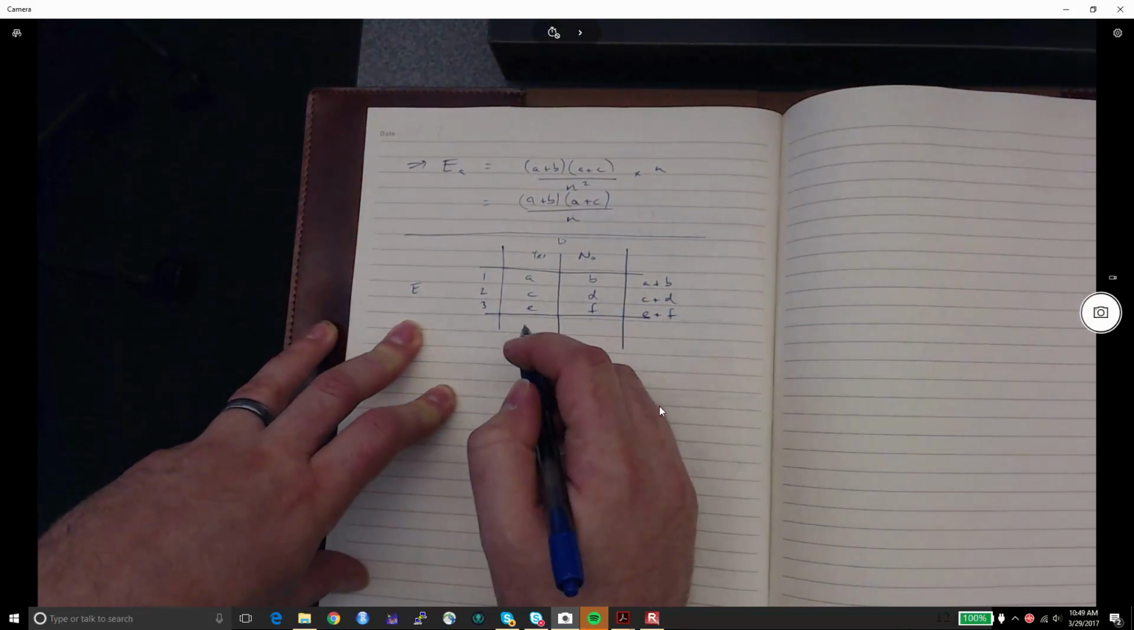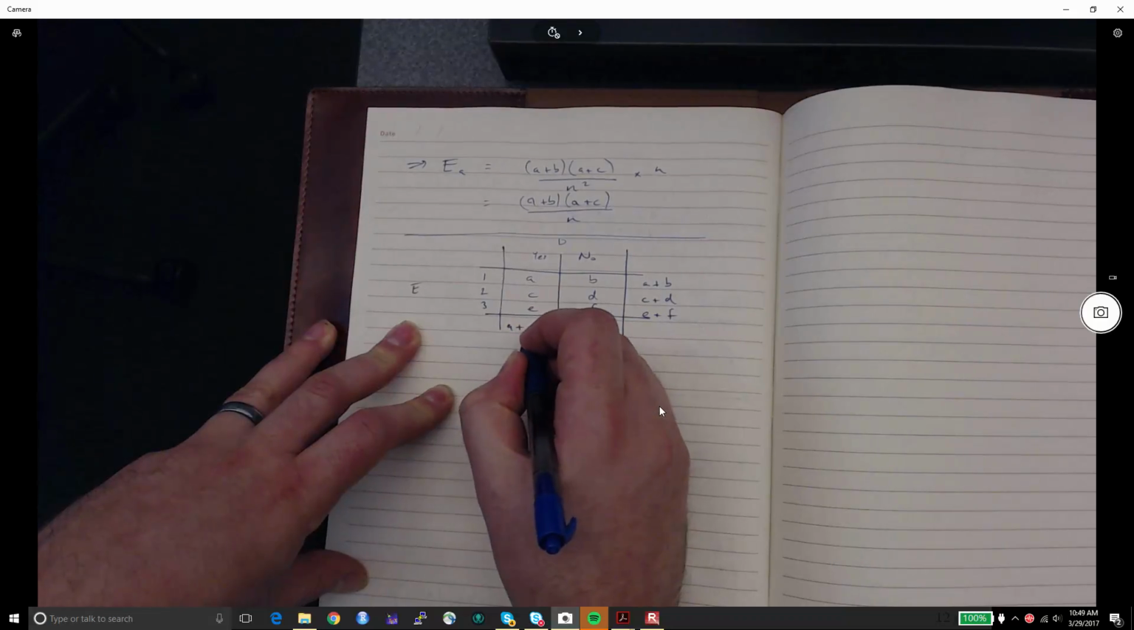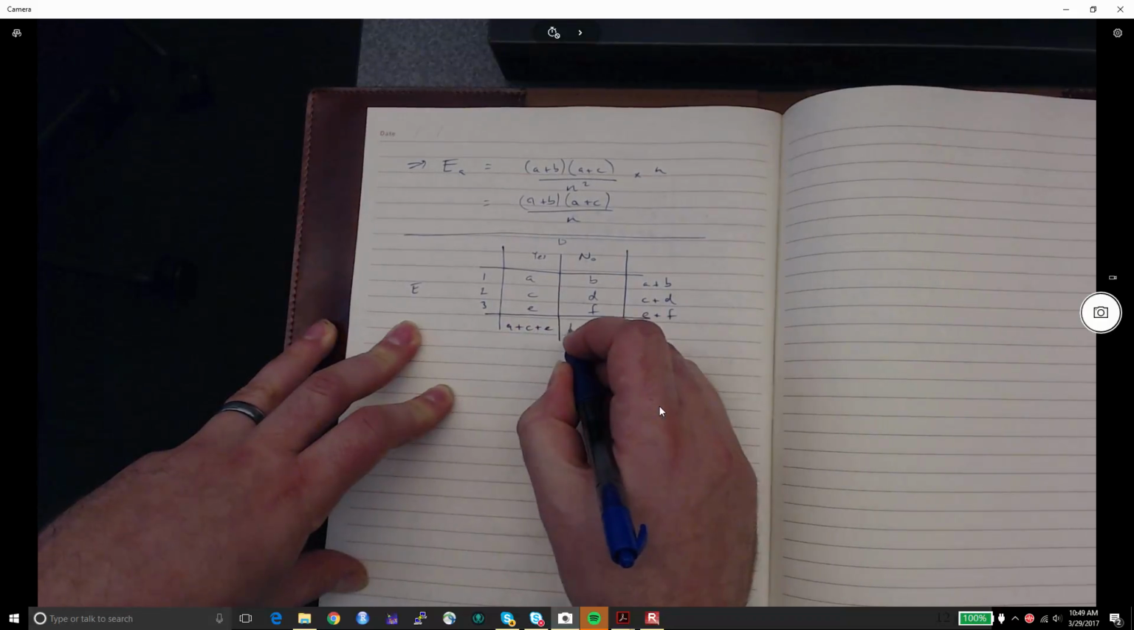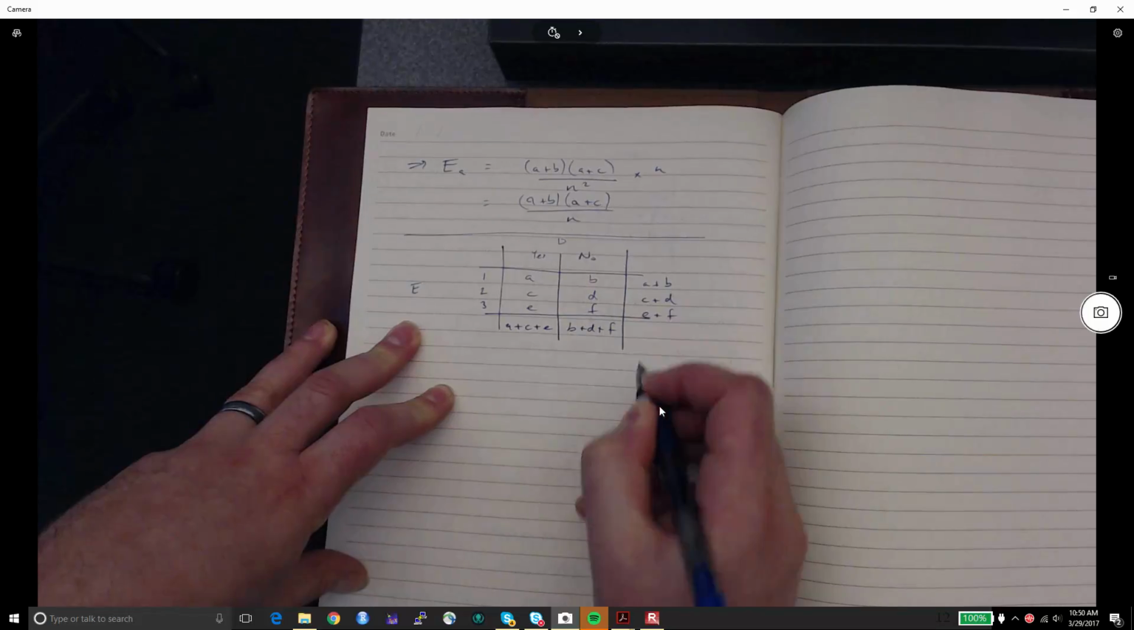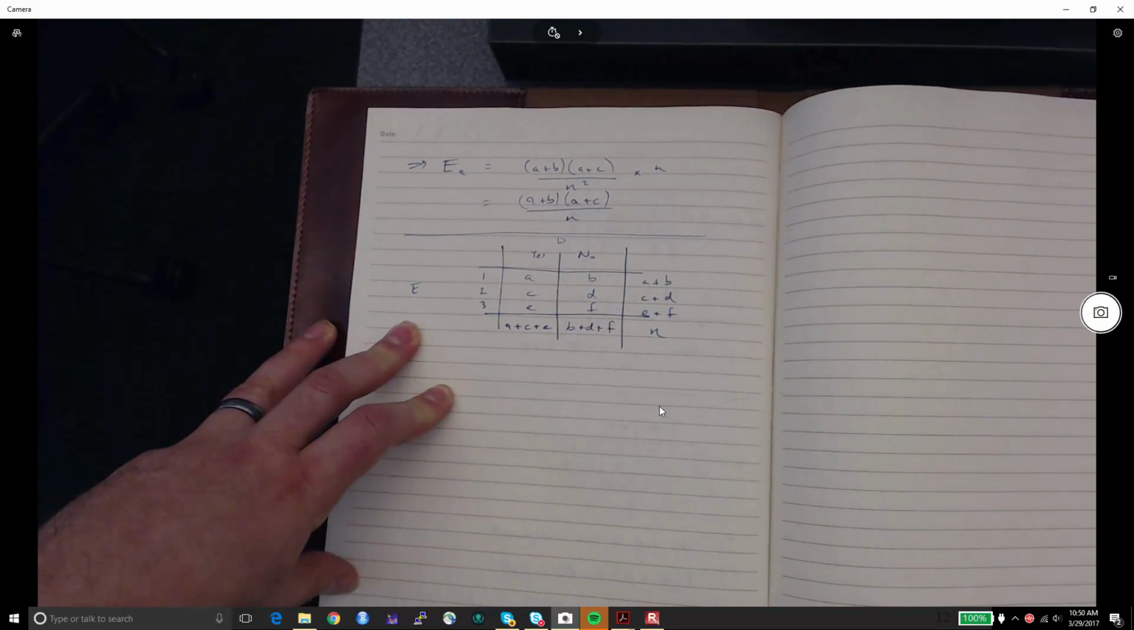What are the margins here? This is A plus C plus E, and this is B plus D plus F. And we're still going to call the total number N, right? Now, null hypothesis, same as we had in the 2x2 table, right? The probability of a particular exposure level and disease is equal to the product of their 2 probabilities, right?